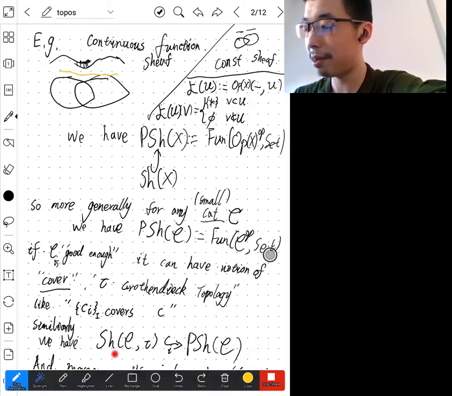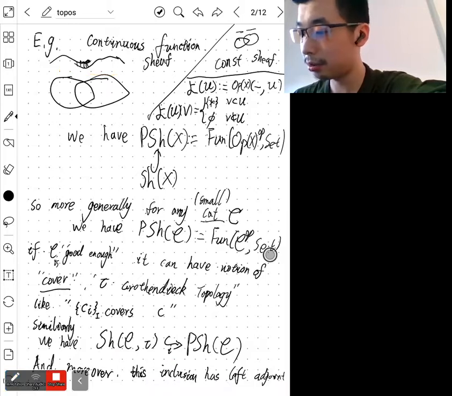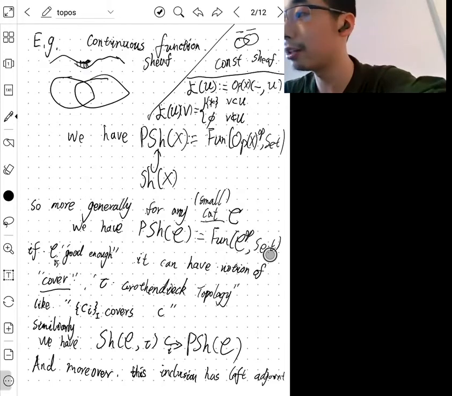Like before, we can define sheaves to be pre-sheaves with some condition. It's again an inclusion. We denote the inclusion with i, and not just an inclusion, it is also a right adjoint, so that i has a left adjoint.